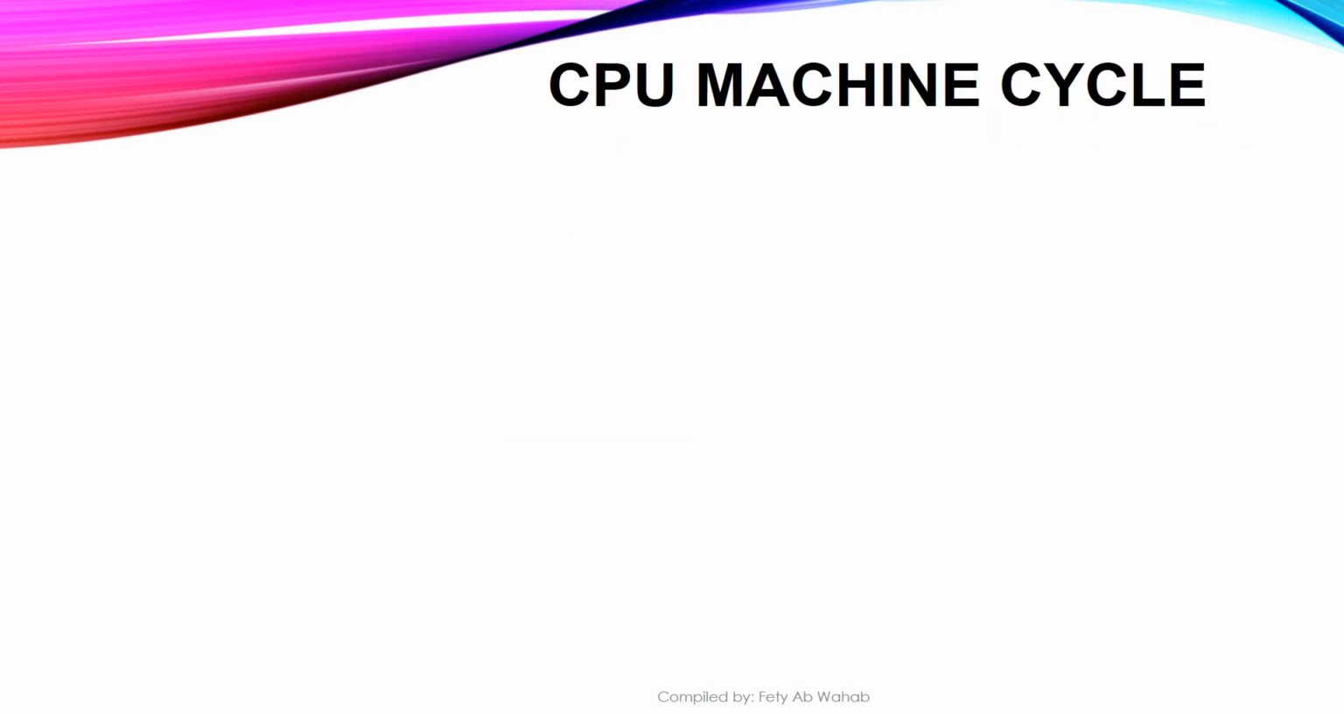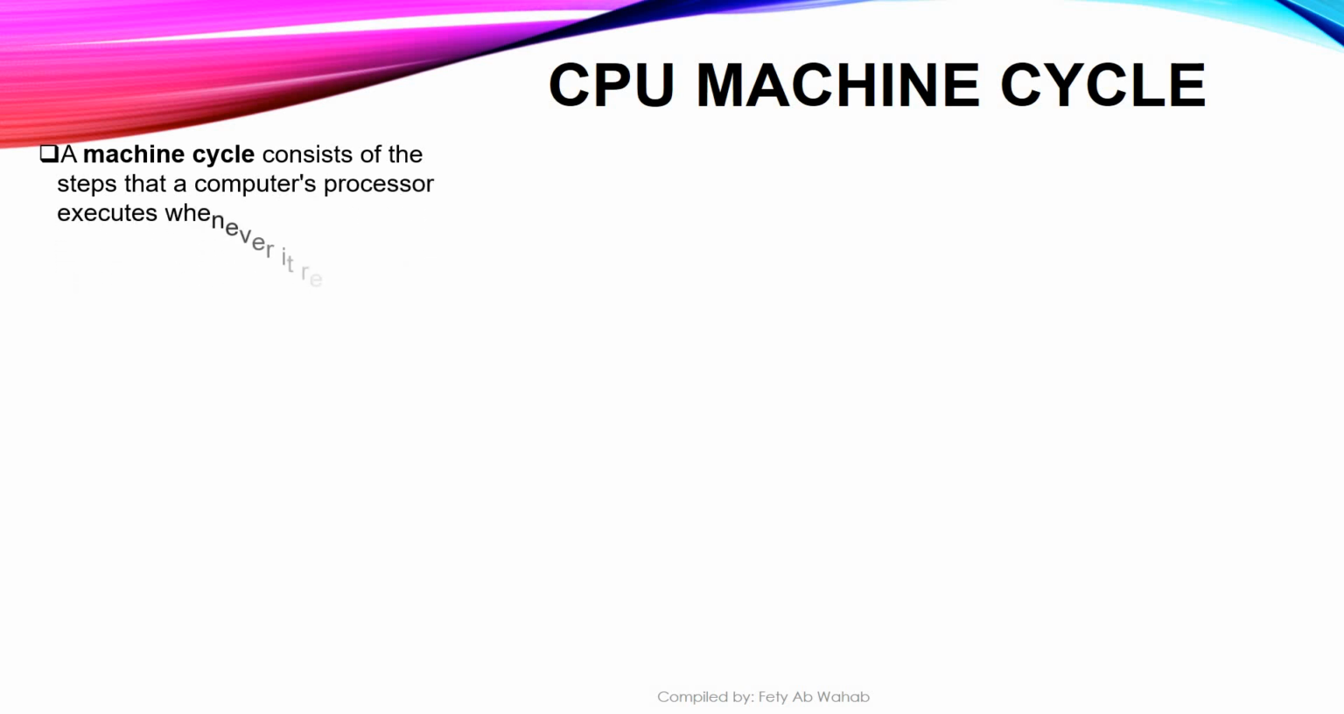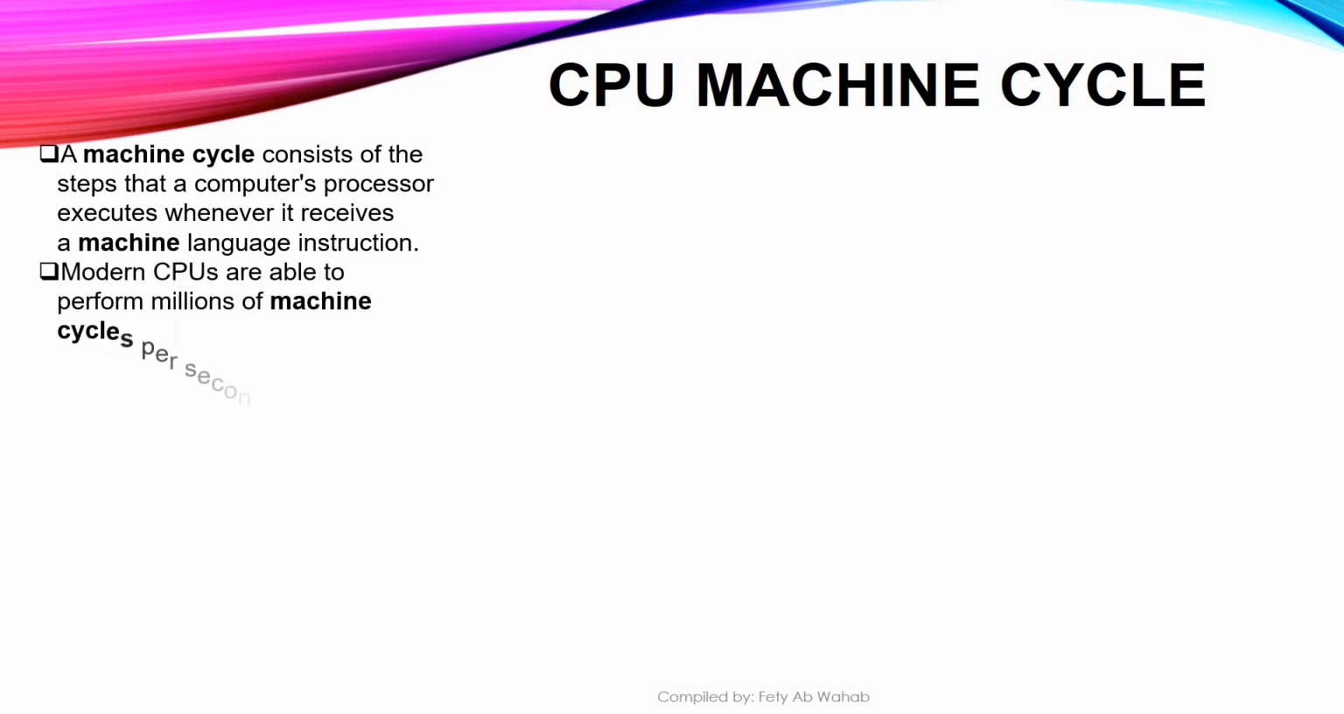CPU machine cycle. A machine cycle consists of the steps that a computer's processor executes whenever it receives a machine language instruction. Modern CPUs are able to perform millions of machine cycles per second. The cycle consists of 4 standard steps.